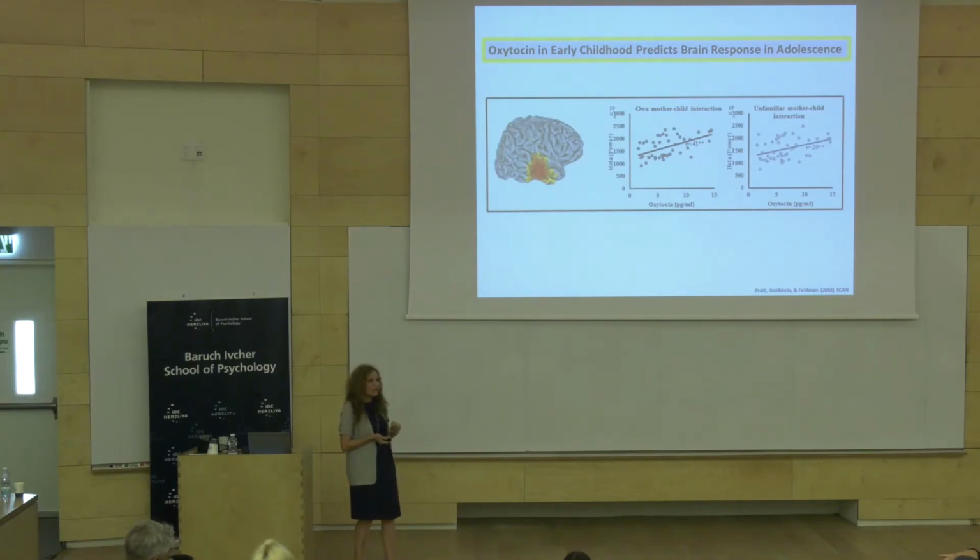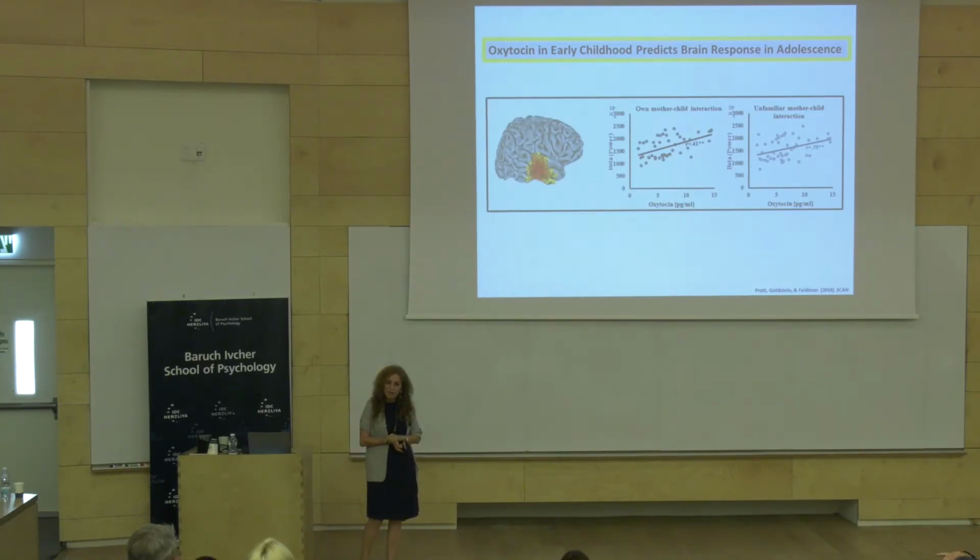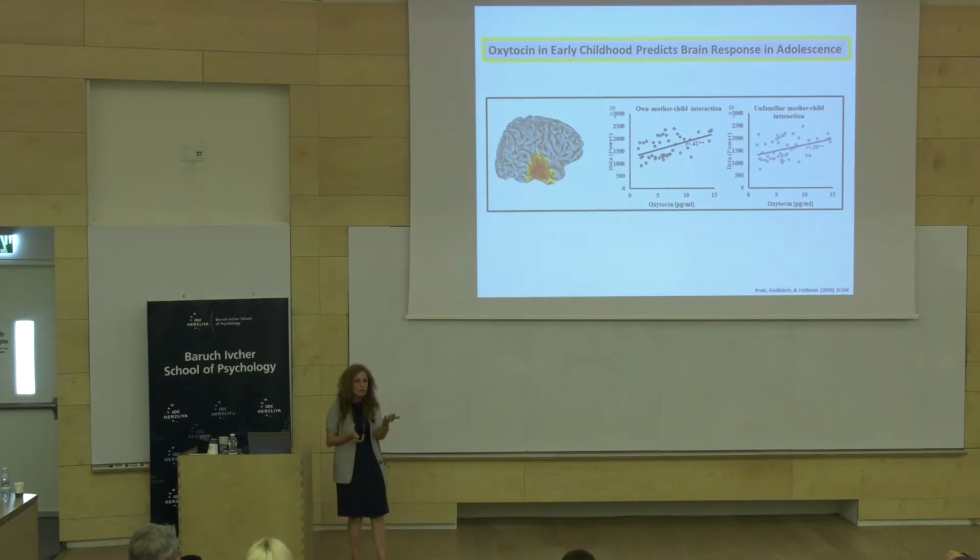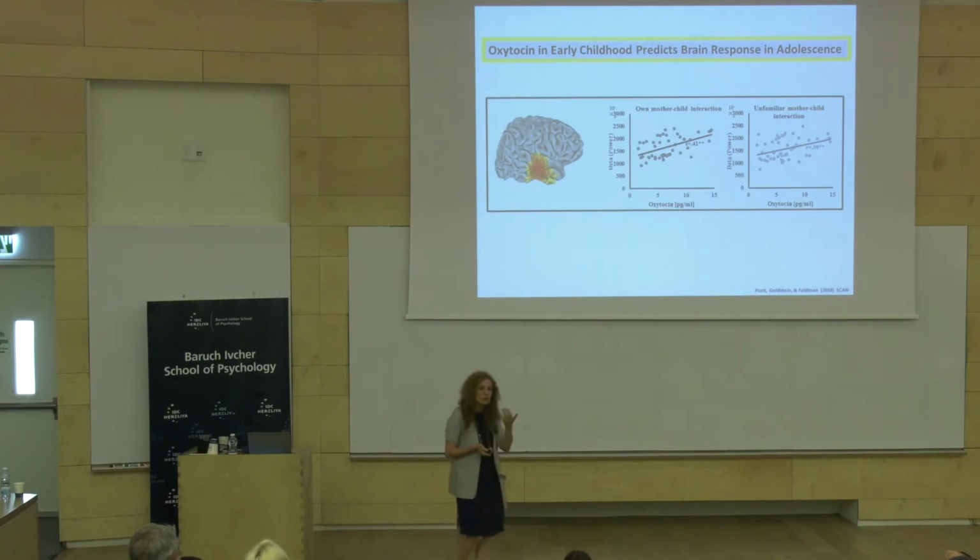And oxytocin level at 6 years predicted beta rhythms to both own interaction and unfamiliar interaction, and we think of it, just like Larry said, as a general social orienting. The oxytocin system orients you to social interaction, and then it's fun to read later. So oxytocin orients you to attend to social interactions.